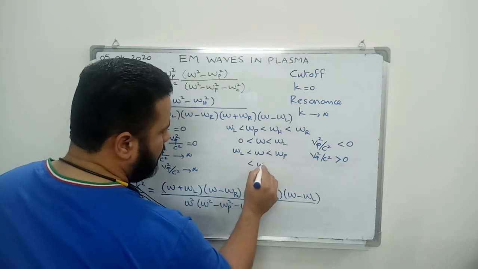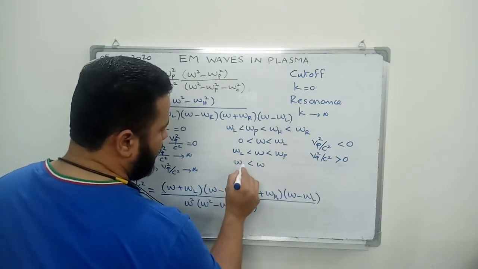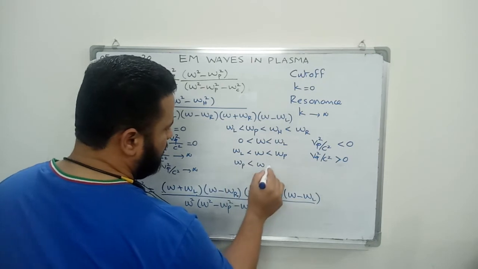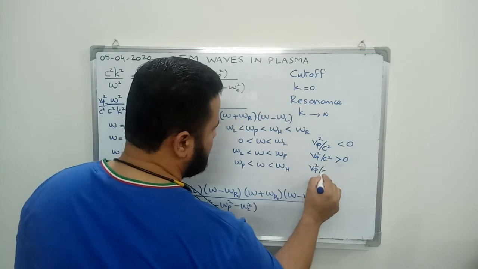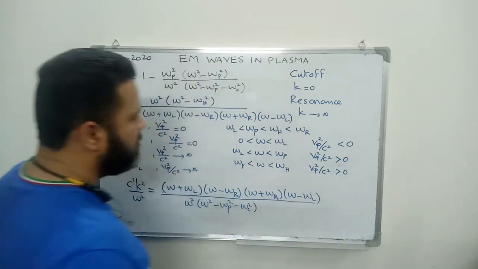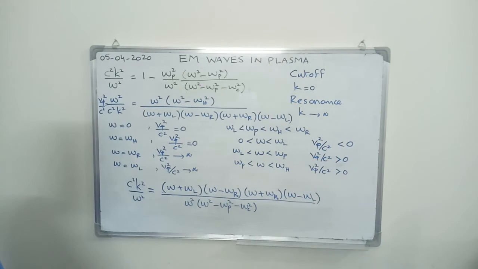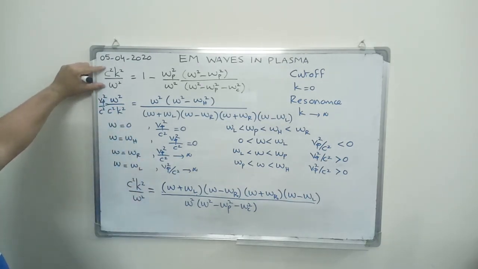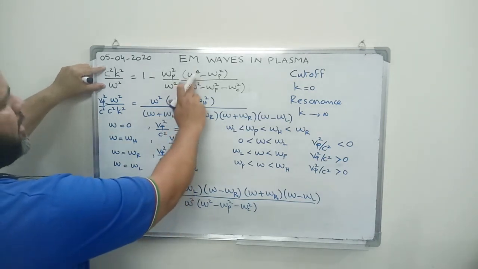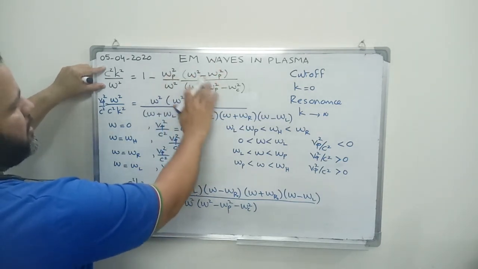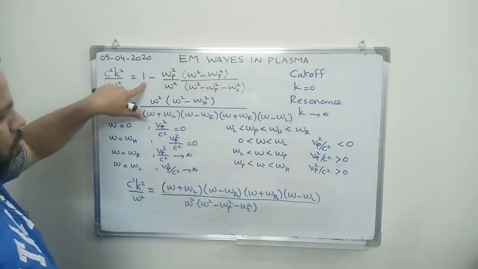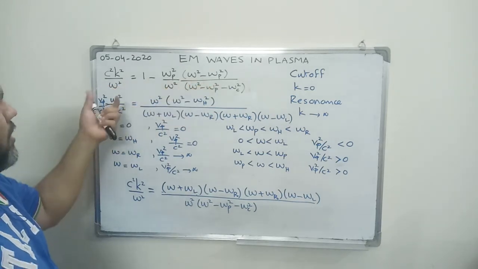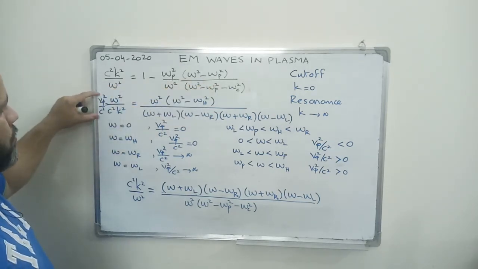Now when omega is greater than omega p but less than omega h, we again have this positive. But now there is a special condition when omega equals omega p. You can see this relation from here. So when omega equals omega p, this term is going to be 0, and we have c squared over omega squared equals 1, or omega squared over c squared equals 1. So at omega equals omega p, we are going to have v phi equals c.